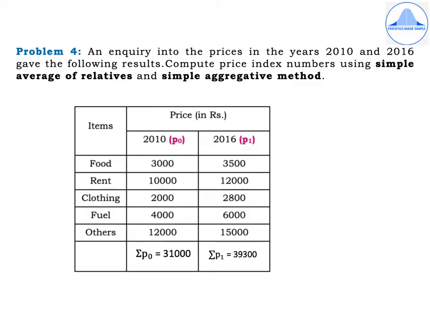Now the prices in the year 2010, which is the base year, are marked as P0, and since 2016 is the current year, price in 2016 is marked as P1. And for the simple aggregative method which is asked in this question, we need to find out summation P0 and summation P1. By doing the computations, we get summation P0 as 31,000 and summation P1 as 39,300.